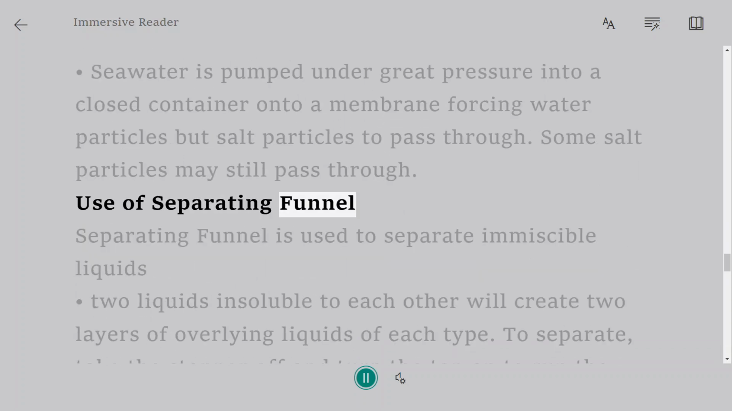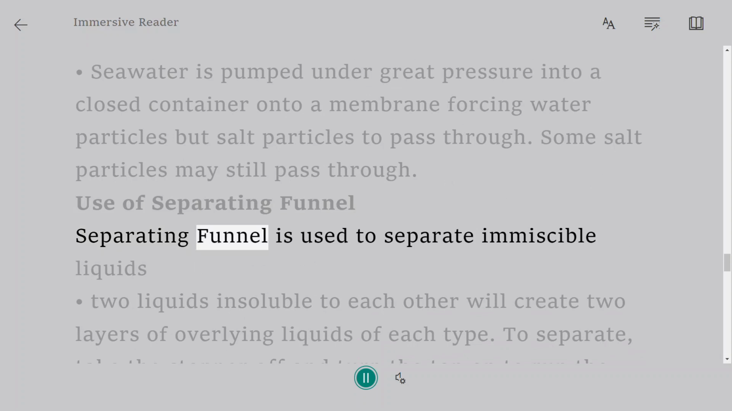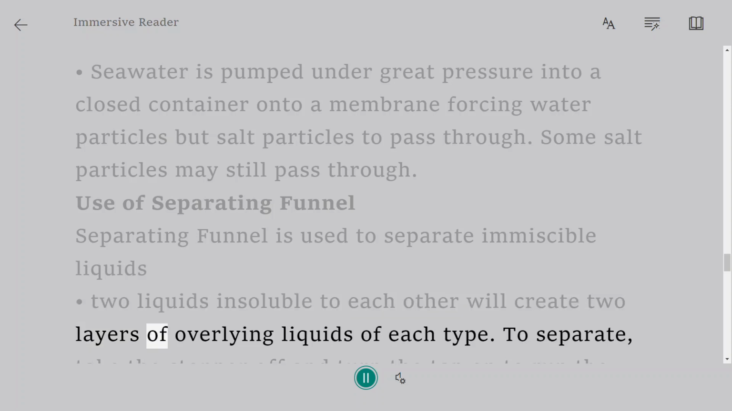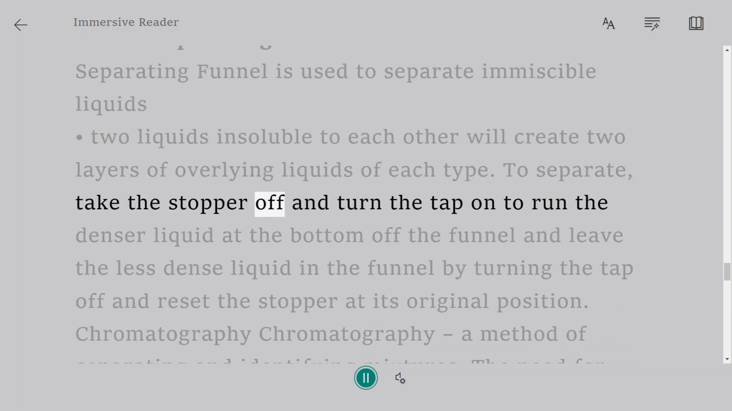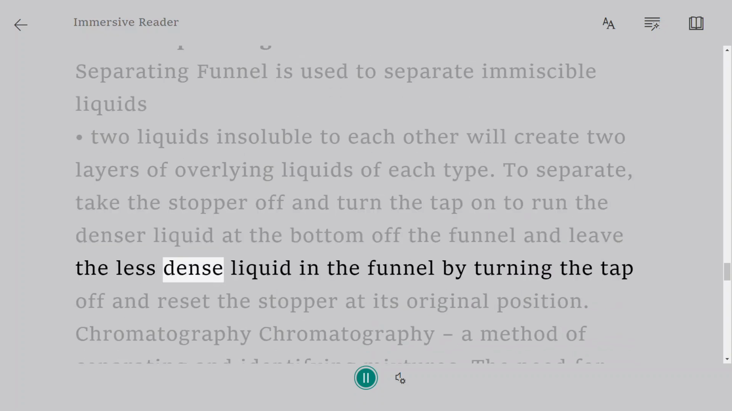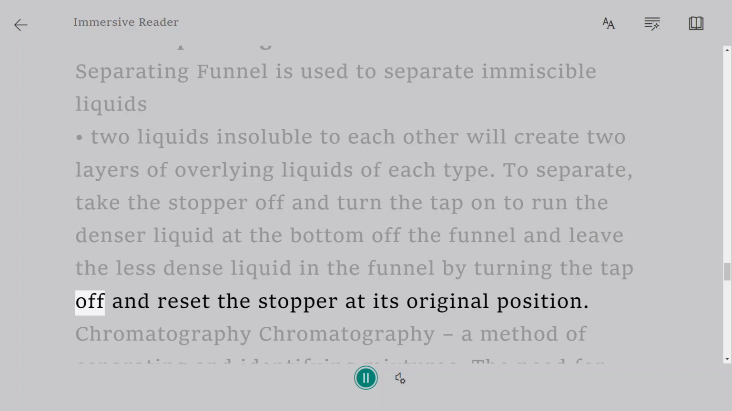Use of a separating funnel. A separating funnel is used to separate immiscible liquids. Two liquids insoluble in each other will create two layers of overlying liquids. To separate, take the stopper off and turn the tap on to run the denser liquid at the bottom off the funnel, and leave the less dense liquid in the funnel by turning the tap off and resetting the stopper at its original position.